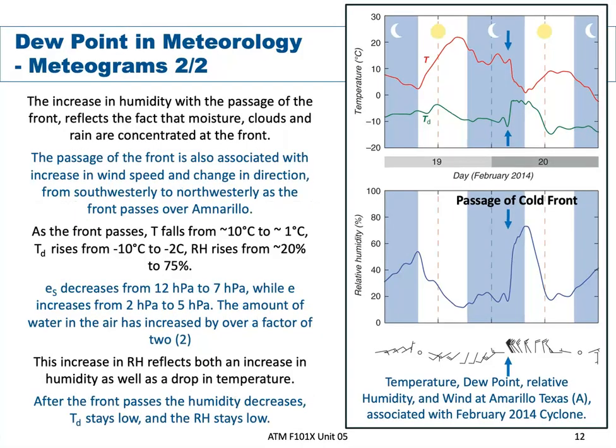As the front passes, the temperature falls about 10 degrees Celsius, the dew point temperature rises 8 degrees Celsius, and the relative humidity increases from 20% to about 75%. The concentration of water vapor has increased by a factor of 2. The increase in relative humidity reflects both the drop in temperature as well as the rise in humidity. The satellite images and radar maps in Chapter 2 also show the increase in humidity and precipitation along the cold front. After the passage of the front, it is cold and dry through the remainder of the 20th of February.